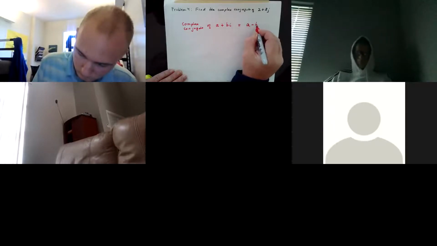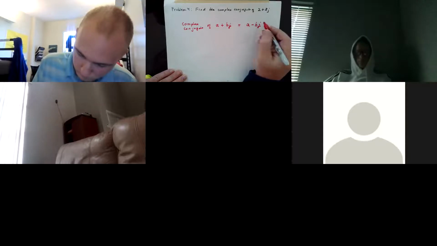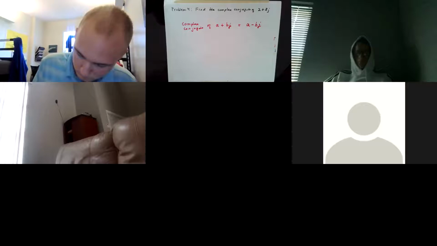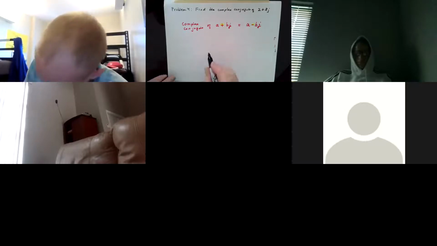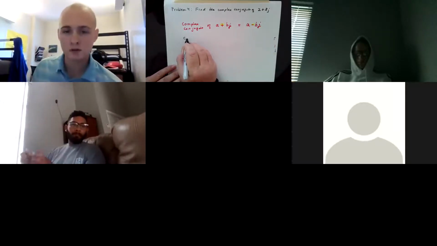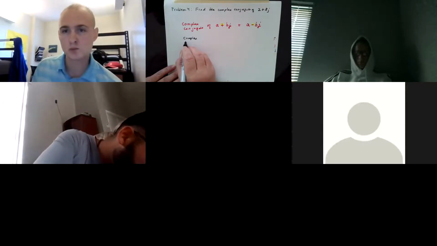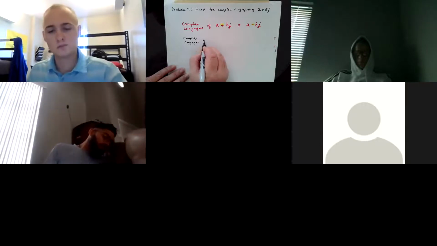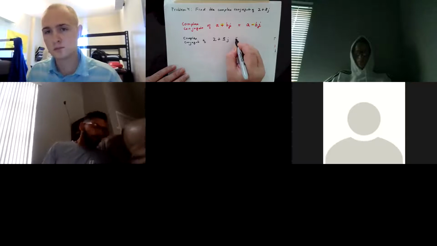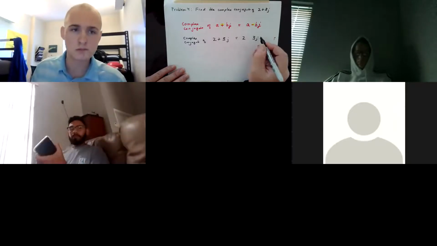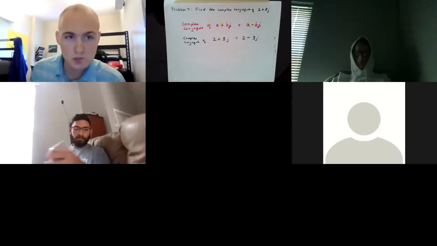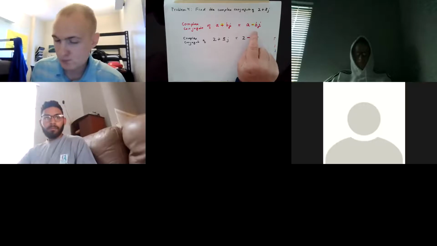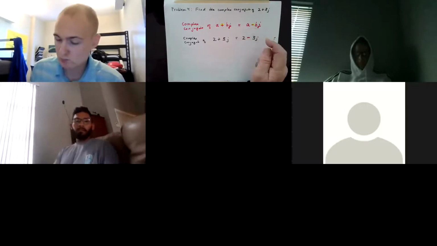The only thing that we do when we take the complex conjugate is we simply change the positive sign in front of the imaginary portion to a negative. That's it. So our answer here, the complex conjugate of 2 plus 3j: all I'm going to do is rewrite the complex number exactly the same, with the same real and imaginary components, and I'm just going to put a negative sign there. And that's all you have to do. Just change the algebraic sign in front of the imaginary portion.